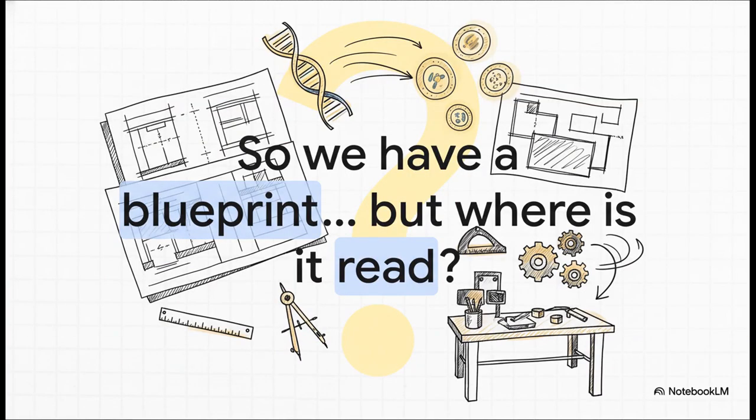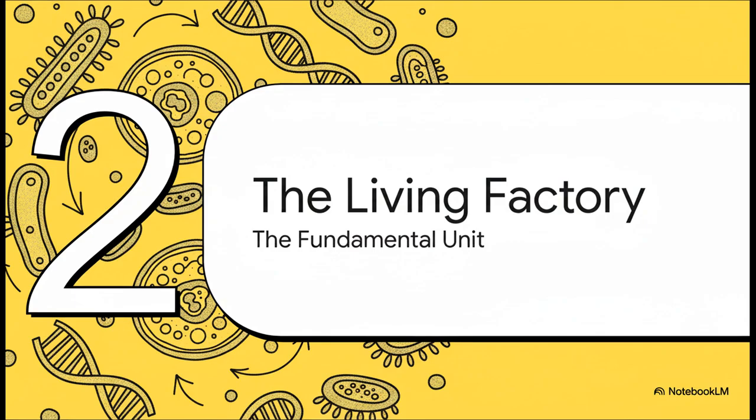Okay, so having a blueprint is great, but a blueprint is pretty useless if you don't have a workshop to actually read it and build the thing, right? So where does all this genetic information get put to work? That workshop is the cell. It's the smallest, most fundamental unit of life, but it's also this incredibly busy, complex factory that takes the DNA blueprint and turns it into the real, functioning machinery of a living creature.